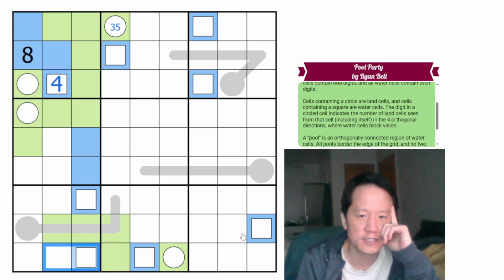This pool has to be an even number, so it's at least these two. This pool is also an even number, so it's at least those two.